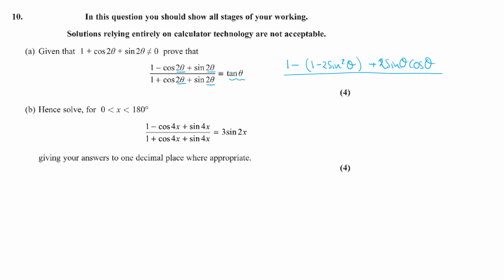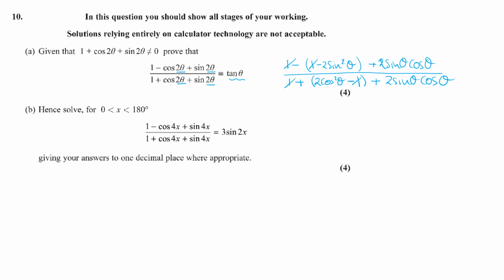Now I would do the same on the bottom. It's going to be 1 plus, if I use the other version of cos 2 theta, which is 2 cos squared theta minus 1, when that plus goes into the brackets, the ones again are going to cancel, and then we've got sine 2 theta, so that's 2 sine theta cos theta. So I can see I'm going to cancel those ones. That's going to cancel. So I've got 2 sine squared theta plus 2 sine theta cos theta on the top.